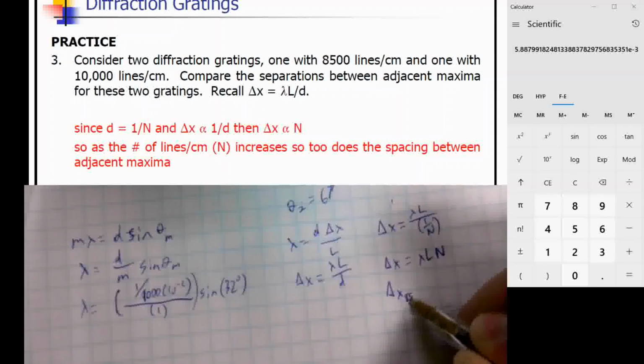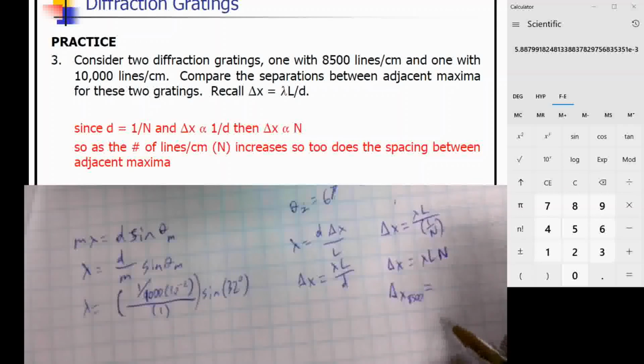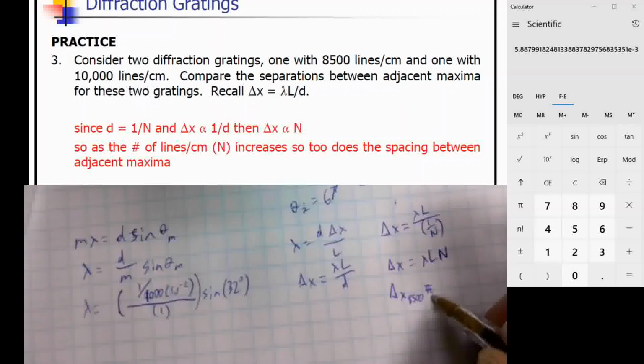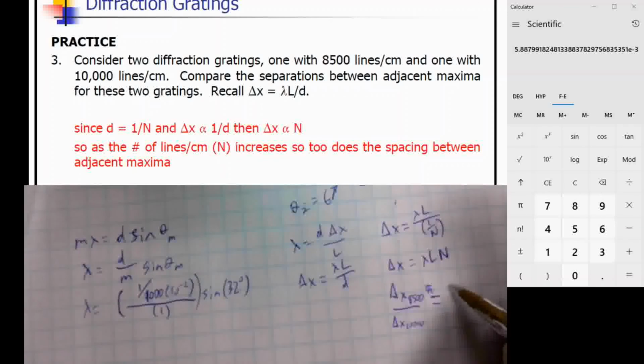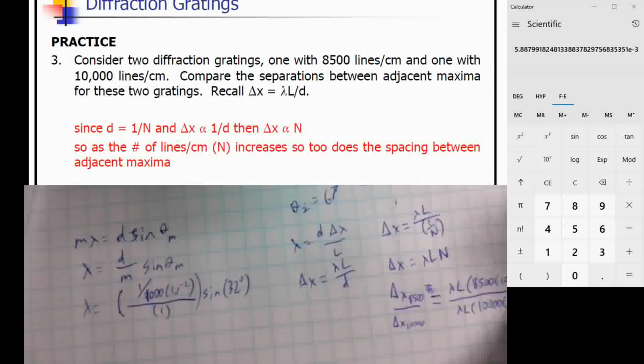8,500 lines, or sorry, let's write this as a ratio. Spacing for 8,500 divided by the spacing for 10,000 works out to lambda L 8,500 centimeters divided by lambda L 10,000 centimeters.